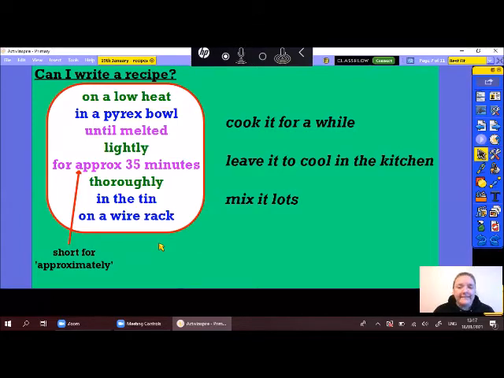Leave it to cool in the kitchen. Where in the kitchen? On the floor? In the sink? In the washing machine? You need to be more specific. So leave it to cool on a wire rack. And mix it lots. Technically that's okay, but lots isn't a very good word and it doesn't make your recipe sound very grown up. You need something like mix it thoroughly. That would be a much better choice of adverbial.